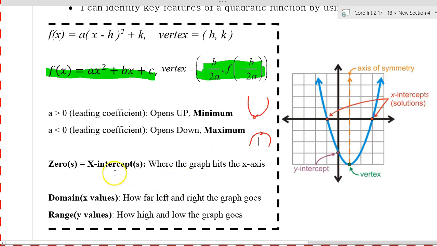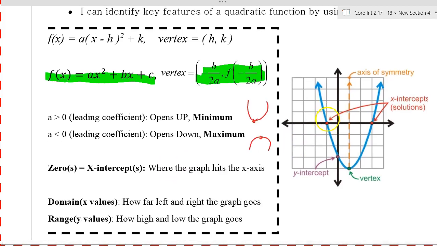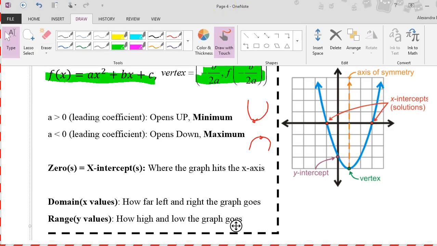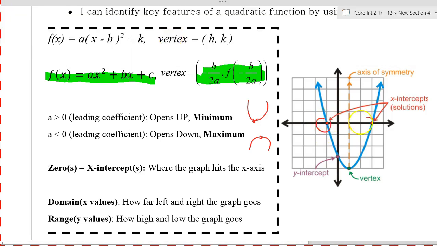Our x-intercepts are where the graph hits the x-axis. You can see them here. Right here and here, where it hits this axis.